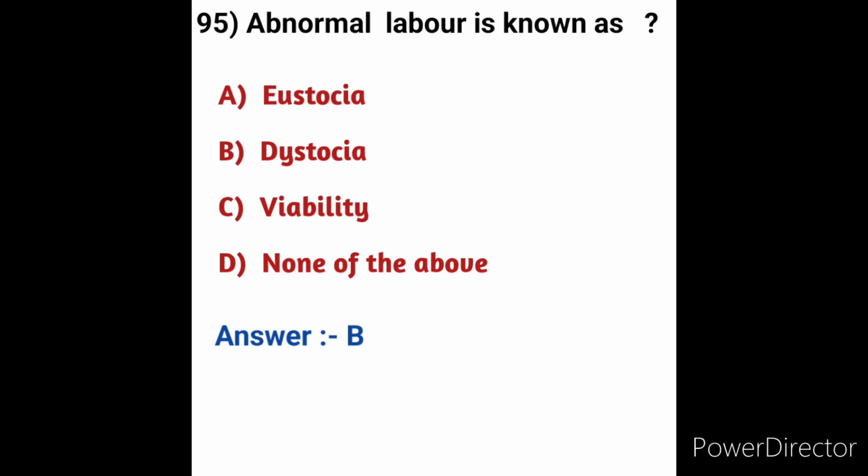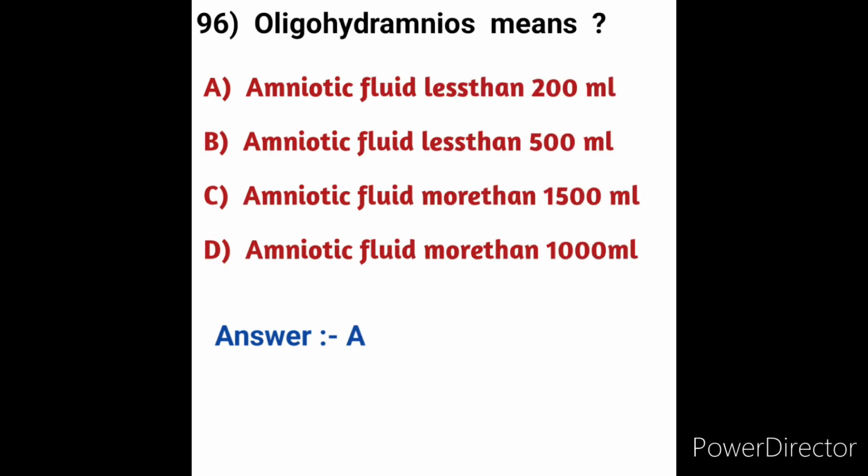The causes of abnormal labor are placental, extraplacental and unexplained causes. Dystocia is the medical term for abnormal labor. Option A, eutocia, means normal labor. Option B, dystocia, means abnormal labor. Dystocia is now occurring in 60 to 70 percent. Next, move on to question number 96.